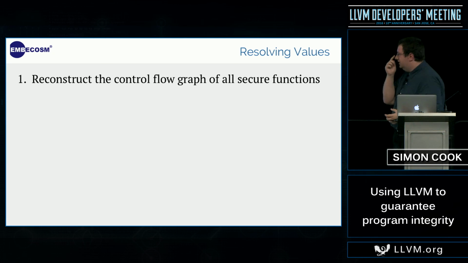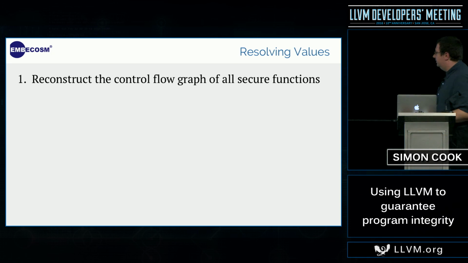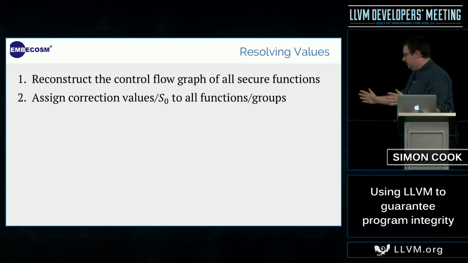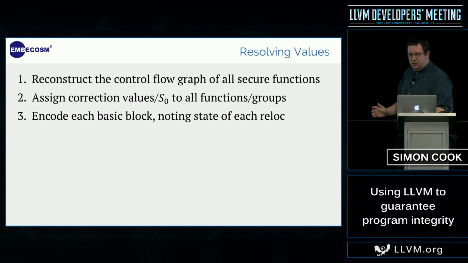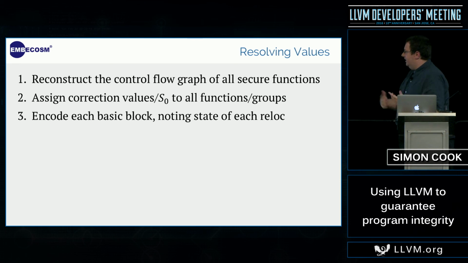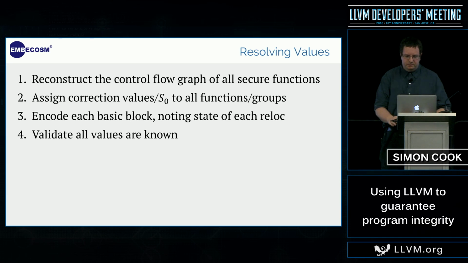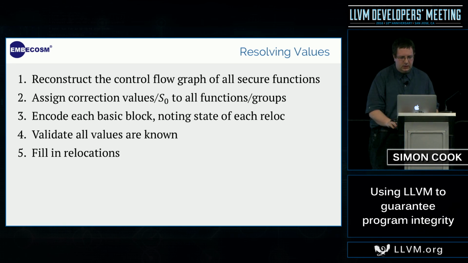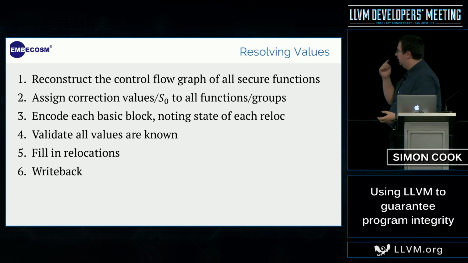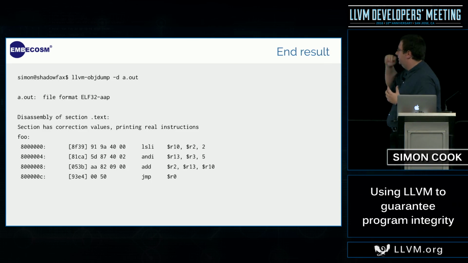I then assign this initial state 0 to all functions, and one at a time I encode each basic block as I described earlier, noting the state of each relocation, where relocation here is anywhere I need to stick a value somewhere else. I then do some sanity checking that I have actually understood the entire program, fill in all the gaps, and then write this object file back out.